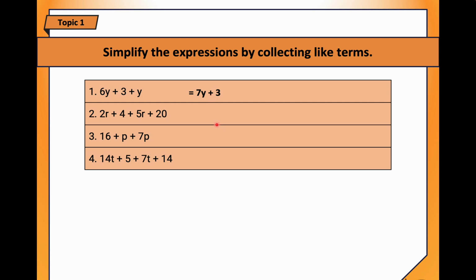If I go next to this one, I'll get 2r adding with 5r to give us 7r, plus 4 plus 20, which gives us 24. These two cannot add because they are different terms. This contains an r and this does not contain an r. The same thing for this, we'll get 8p plus 16. For this, we'll get 21t plus 19, like that, right? I hope there are no questions on this one.